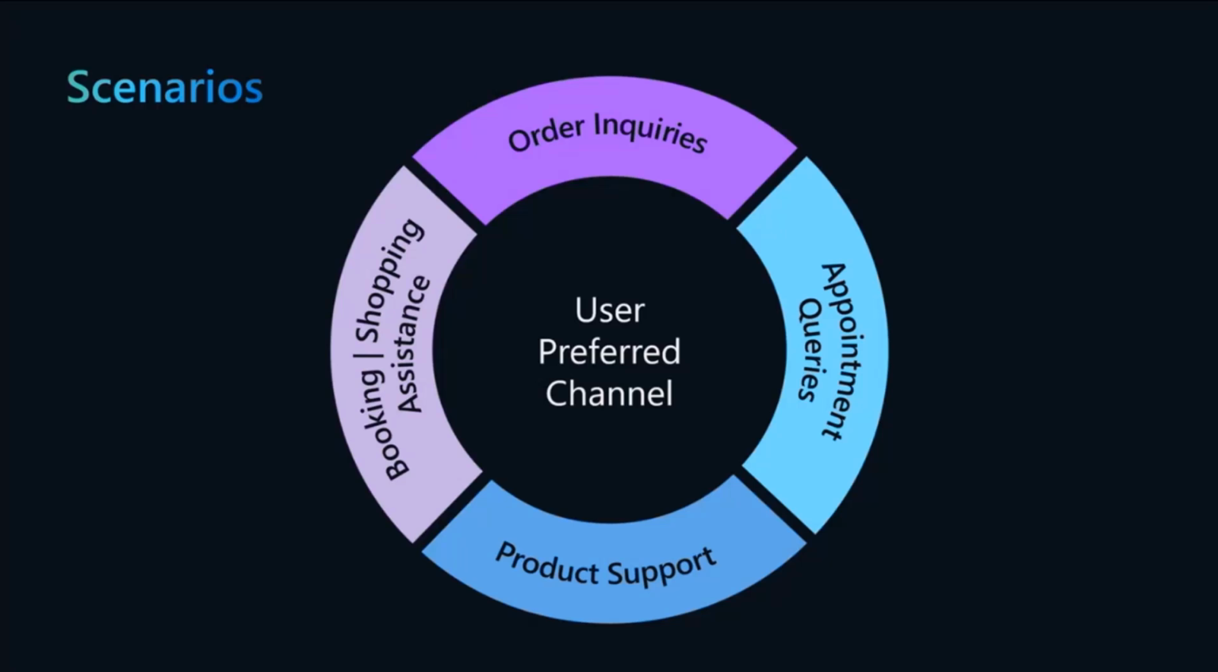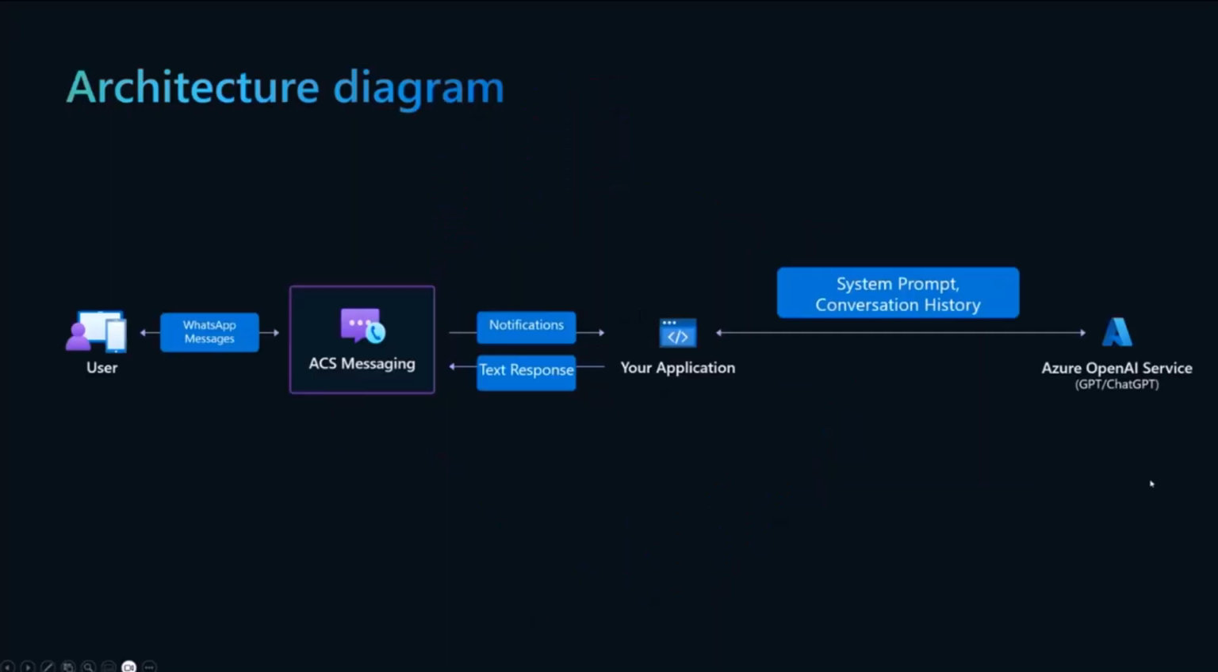So basically, the core of this is that if you want to meet your customers where they are, on the preferred channel that they use, then we have a lot of options to add different communication channels on top of the AI applications or the business applications that you're building. So let's see the architecture diagram.